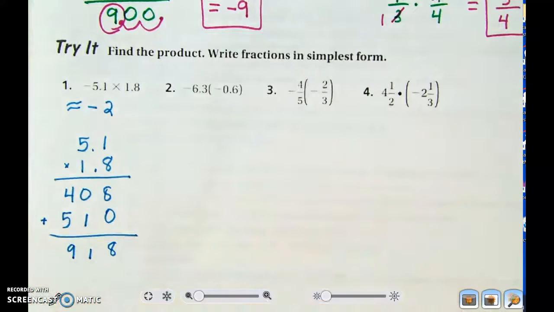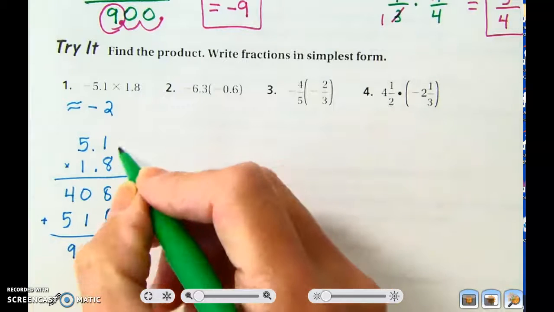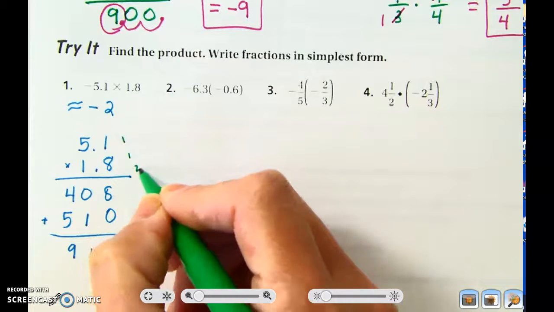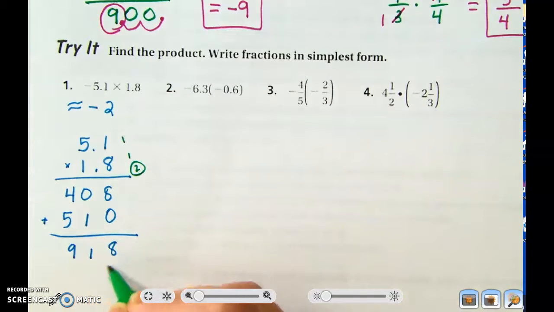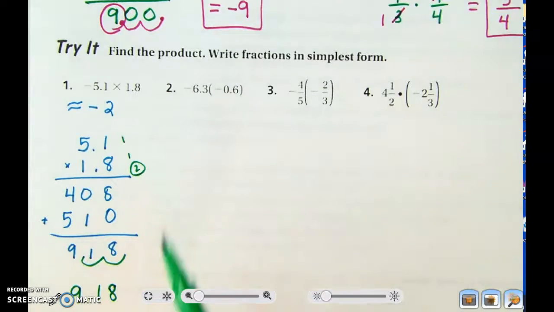And then we count the decimal places. There's 1 here and 1 here, so we have 2 altogether. Move that over 1, 2, so our final answer is 9.18. And what did I say my sign was going to be? Negative. Oh, I look at my estimate. Wait, that's way off my estimate.